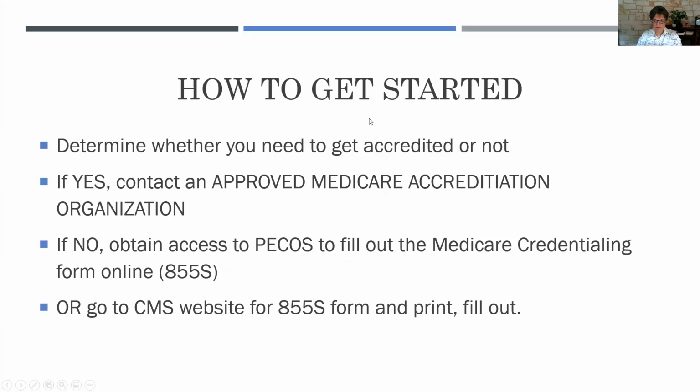So the question is, how do we get started? What are the first steps we would need to do to get started on becoming a DME supplier? The first thing you would want to do is determine whether you would need to become accredited or not. If you do have to be accredited, then you would need to go through an approved Medicare accreditation organization to do the application process. If you do not have to be accredited, then you would obtain access to your online Medicare application portal called PECOS to fill out that Medicare credentialing form online, or you could go to the CMS website for a paper copy of the 855S Medicare enrollment form and fill it out and send it in with all of the supporting documentation that would be required.